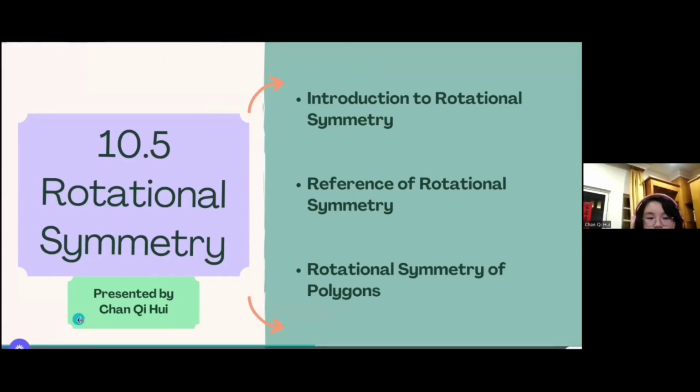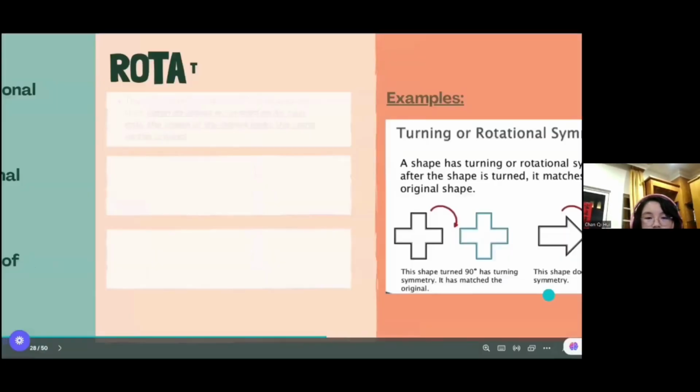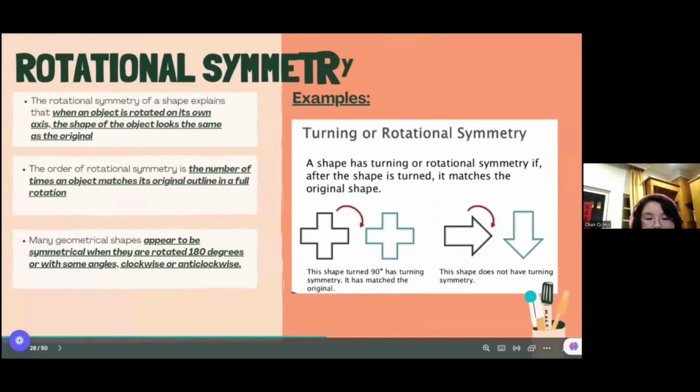Okay, so now I'll be diving into the chapter Rotational Symmetry. The chapter includes Introduction to Rotational Symmetry, Reference of Rotational Symmetry, and Rotational Symmetry of Polygons. Rotational symmetry is when an object is rotated on its own axis and the shape of the object looks the same as the original.